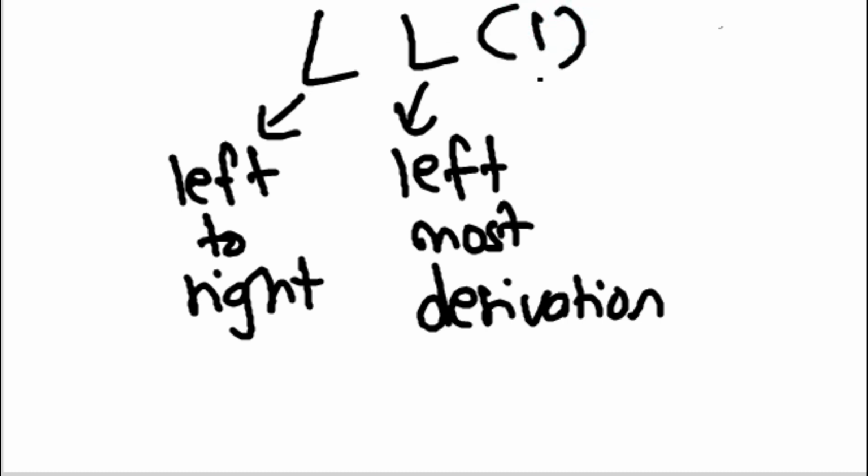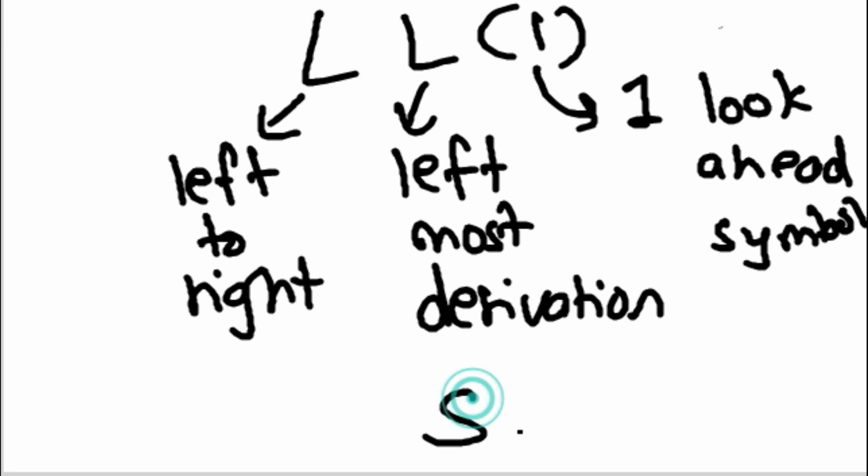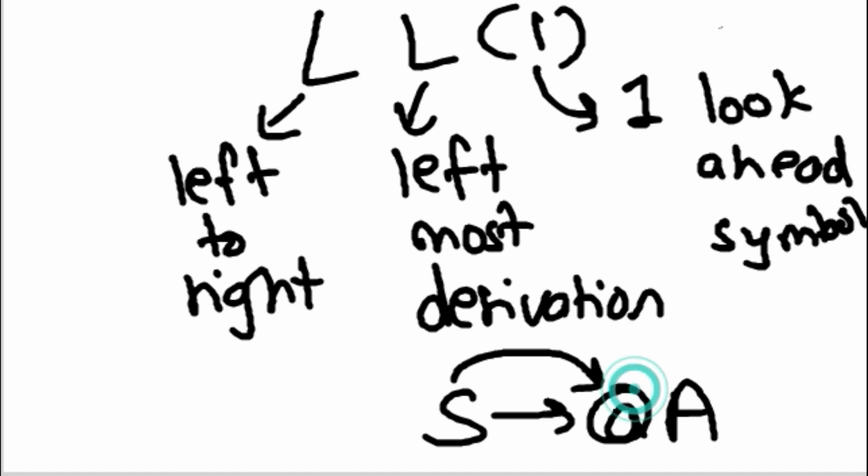And then we have LL1. What do we mean by 1? It basically means we have one look ahead symbol. That's why we use the number 1. What do we mean by one look ahead symbol? Suppose we are trying to do LL1 parsing for this. We will start with S and then we will look at this symbol A. Since this is a terminal, we will apply different rules to it. So we first look at the first symbol and then we make a decision. That's why we call it one look ahead symbol.